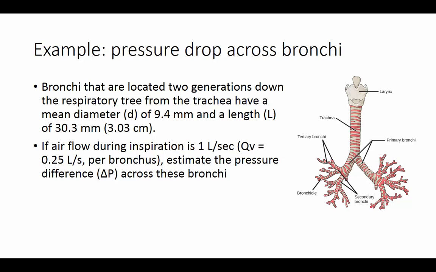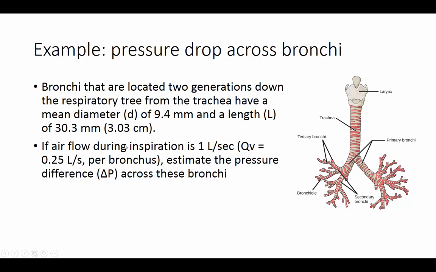So let's look at that in an example, the pressure drop across bronchi in the lungs. Bronchi that are located 2 generations down the respiratory tree from the trachea have a mean diameter of about 9.4 millimeters and a length of about 30.3 millimeters, or 3.03 centimeters. You can see we're talking 2 generations. We have the primary bronchi, the secondary bronchi branched off of that, and then the tertiary bronchi branched off of that. That's what we mean by 2 generations down the respiratory tree.